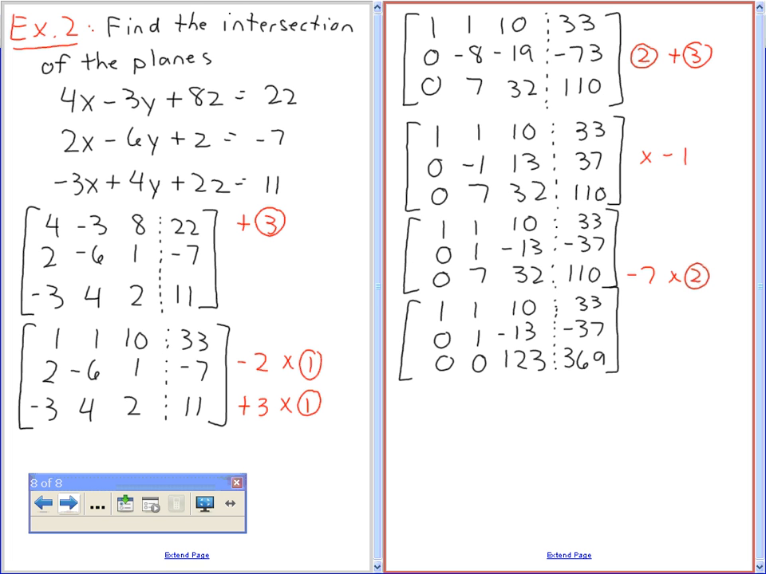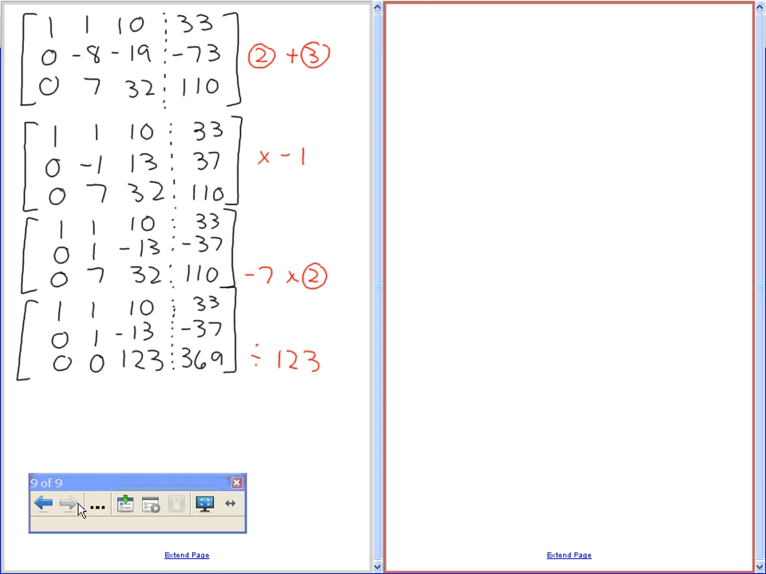Okay, but if you follow the pattern, you know what you're looking for next. How do I get a 1 in the bottom right? Go ahead. Divide by 123. And even though these numbers are enormous, it works so beautifully, doesn't it? So this is 1, 1, 10, 0, 1, negative 13, 0, 0, 1.